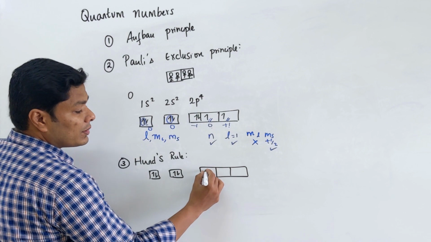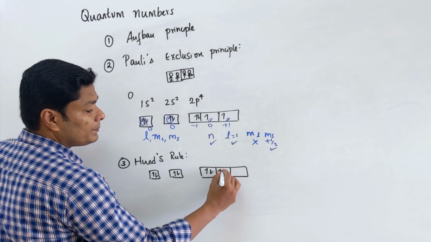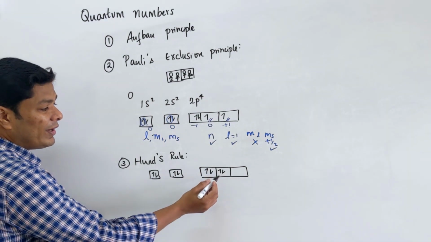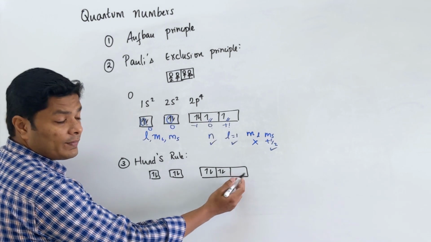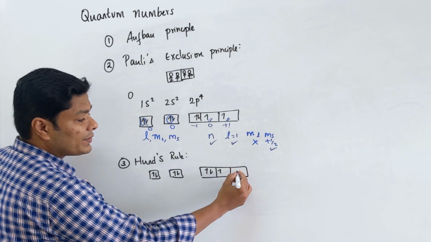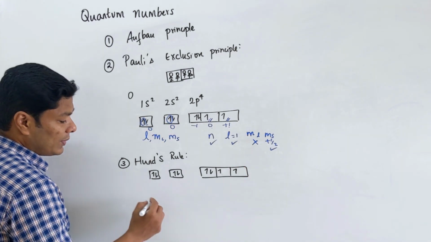So I have 4 electrons. If I do this, I am violating Hund's rule because I have not given 1 electron each to all of them. So you have to give 1 electron each. Alright, let's look at an example.